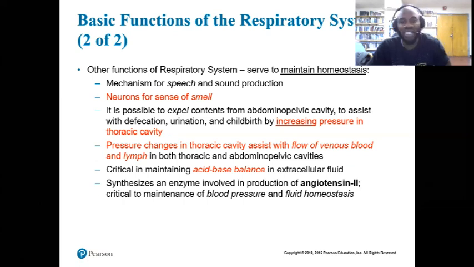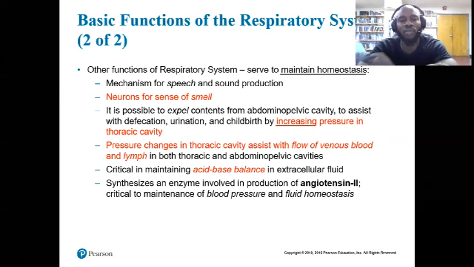It is possible to expel contents from the abdominal pelvic cavity by increasing pressure in your thoracic cavity. Unfortunately, not to be too graphic, but if you're trying to do a bowel movement, you may hold your breath, and you can create pressure through your respiratory system, which can help you expel something, like a bowel movement, or you know, childbirth. It can increase that pressure in the thoracic cavity.